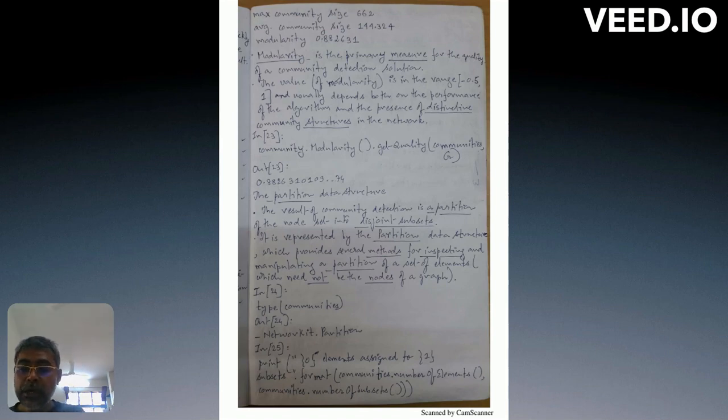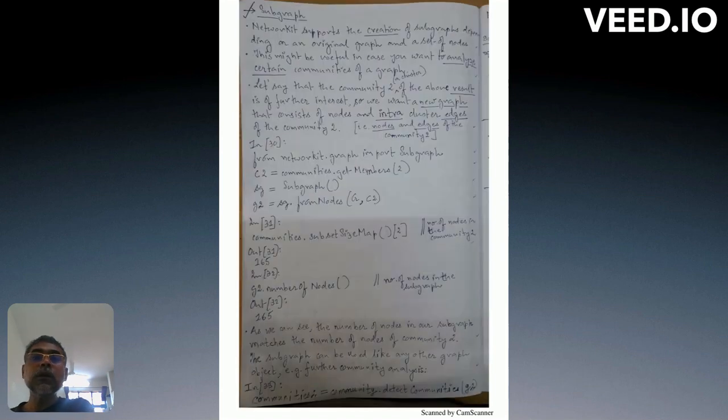And next, I go to the subgraphs. NetworKit supports the creation of subgraphs depending on an original graph and a set of nodes. This might be useful in case you want to analyze certain communities of a graph. Let's say the community 2, a cluster of the previous results in the slides that you saw, is of further interest. So we want a new graph that consists of nodes and intra-cluster edges of the community 2.